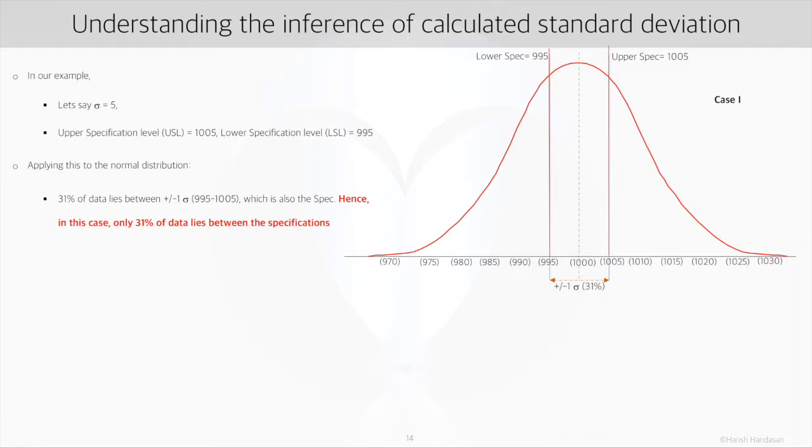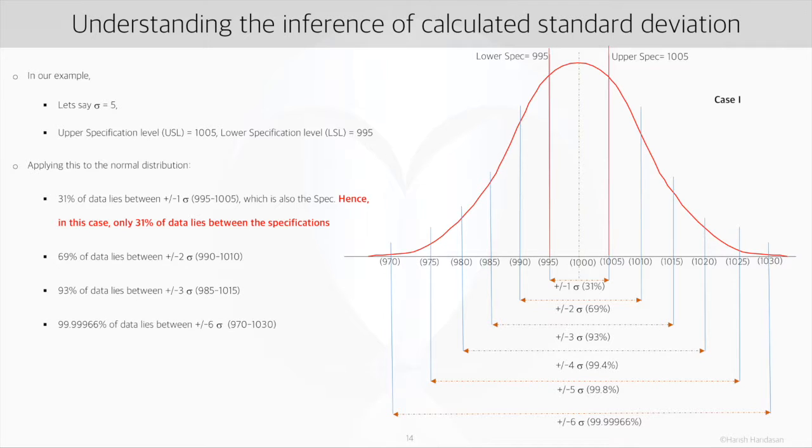We also saw in the previous slide that mean plus minus 1 times of standard deviation will carry about 31% of the data. So it means in this first scenario, only 31% of the process output will be able to meet the customer requirements. Rest all will have to be either reworked or rejected. Now it starts making sense for the business, right?